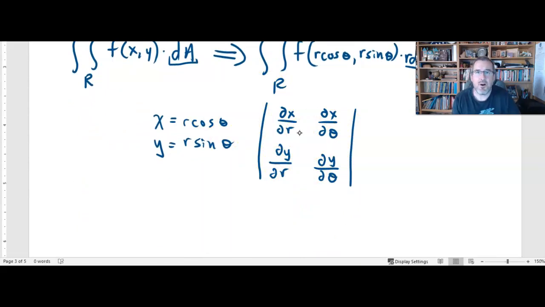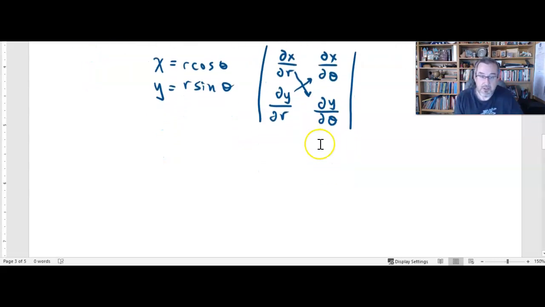Now, if you think back to our cross product days, remember back in our vector units and cross products, we can evaluate a 2x2 determinant by saying this product minus this product. That's how you evaluate a 2x2 determinant. Thank you, Jacobi. So let's do it.